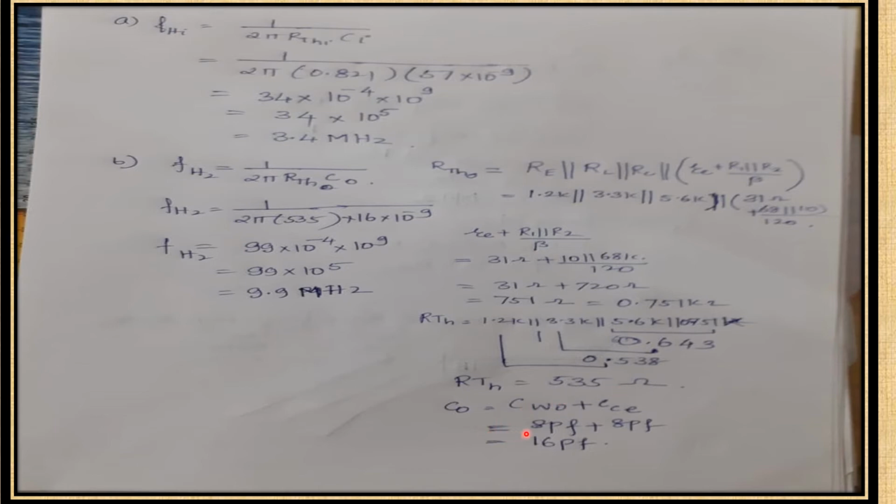So CO is equal to CWO. This is given in the problem statement. Even CCE is given in the problem statement. So combine them, you get 16 picofarad. As I said, Miller capacitance is straight away ignorable because here the gain is greater than 1, or you can say greater than 10. So FH is equal to 9.9 megahertz.